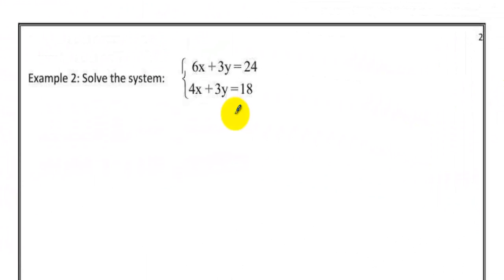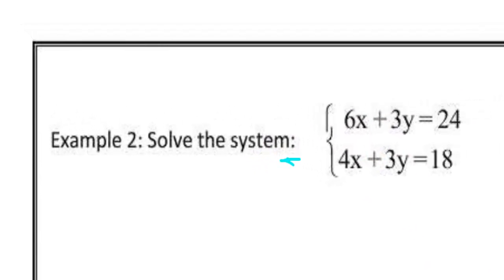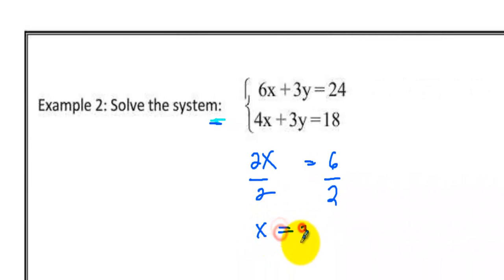Example number 2. If you look at this system, the y terms are identical to each other. I have 3y in my first equation. I have 3y in my second equation. So if you subtract, the y variable will be eliminated. So let's subtract right now. 6x minus 4x will give us 2x. 3y minus 3y is equal to 0. And then 24 minus 18 will give us 6. Dividing 2 to both sides will get x equals 3.